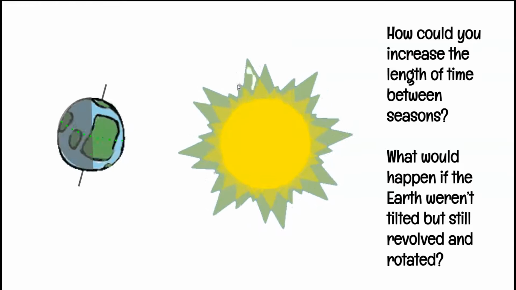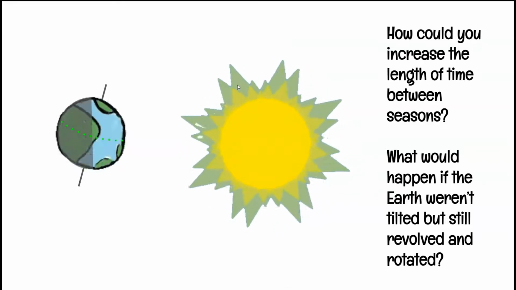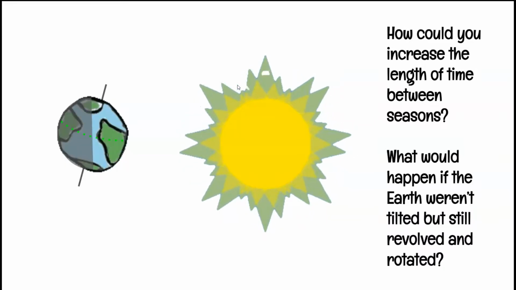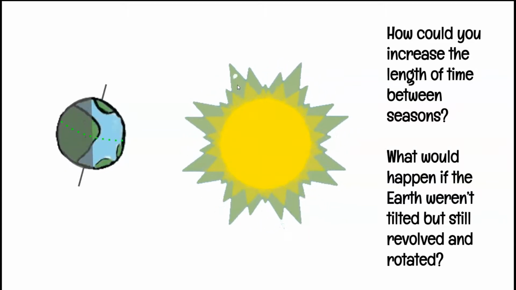So let's talk about a few hypothetical situations. How could you increase the length of time between seasons? What would happen if the Earth weren't tilted but still revolved and rotated? Pause the video, think about it, and then hit play again whenever you want to see if you were right.